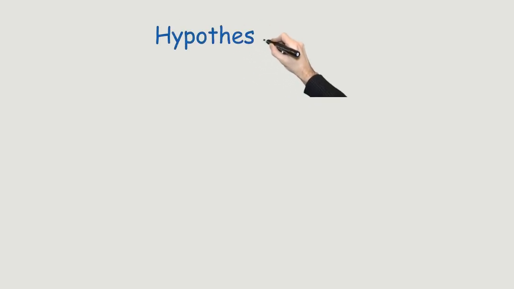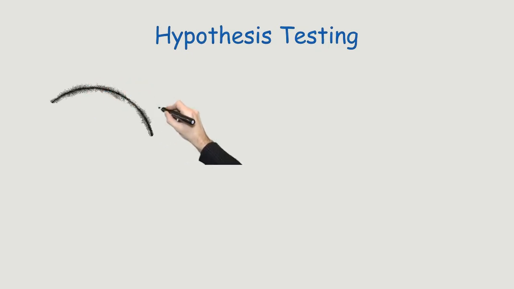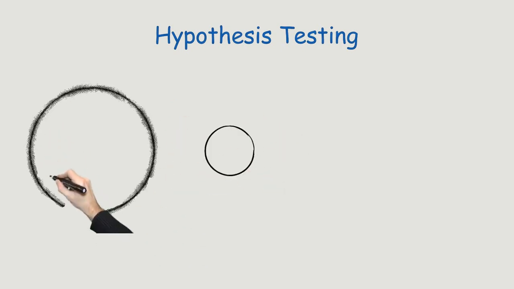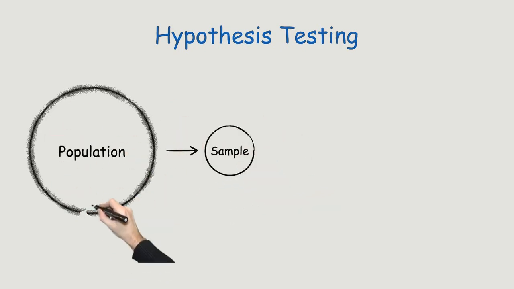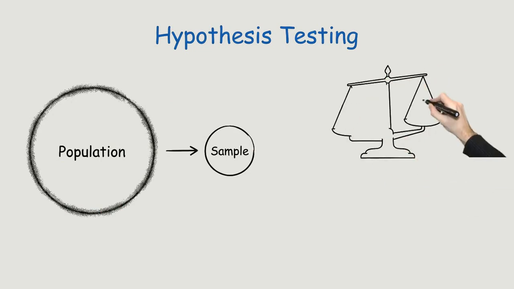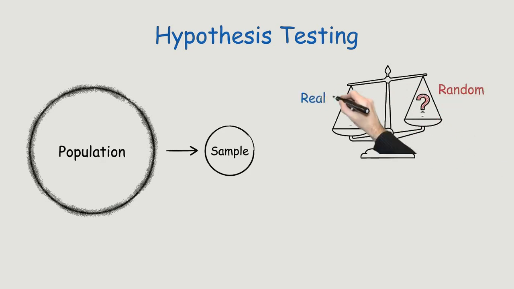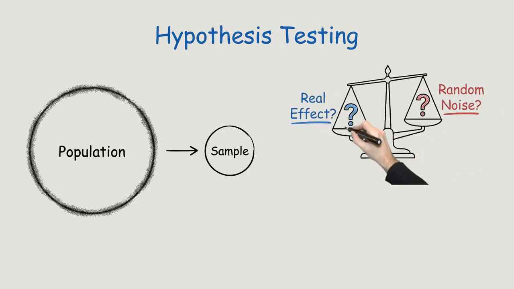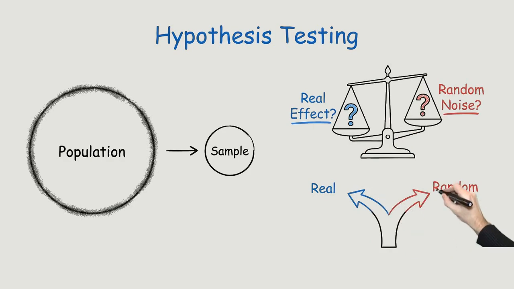Hypothesis testing is a method for making decisions with data when randomness is unavoidable. In the real world, we almost never see an entire population. We see a sample, and samples naturally vary. The problem hypothesis testing solves is simple to state and hard to answer. Did we observe a real effect, or did random variation just happen to look meaningful this time?